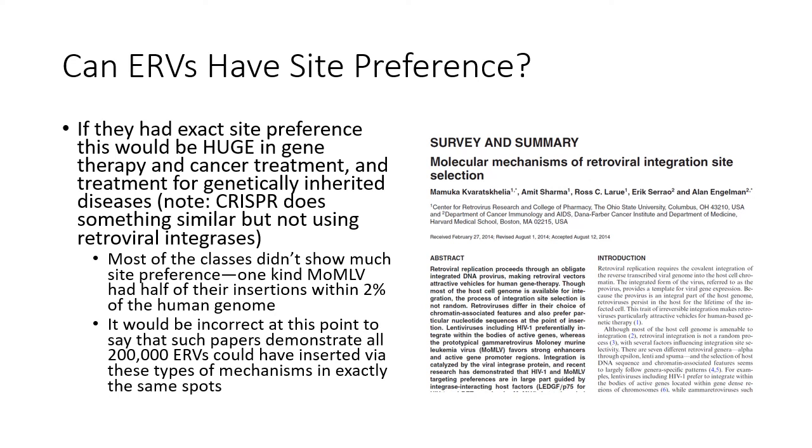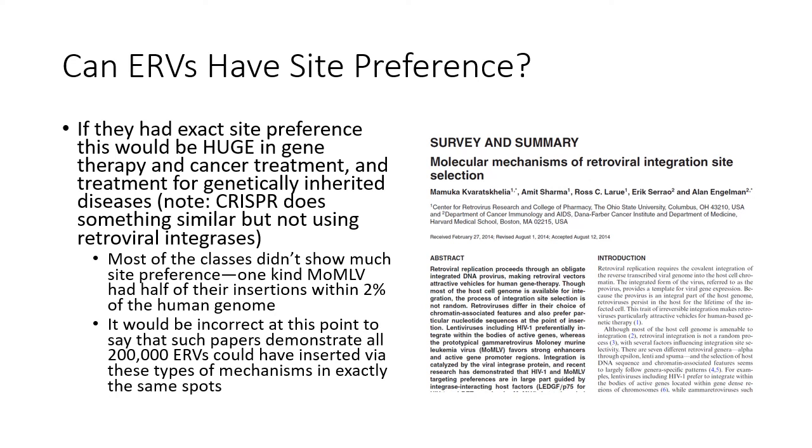Or treatment for other genetically inherited diseases. CRISPR kind of does something similar with a site preference, and that's one of the limitations and challenges to it right now. We'll look at that another time. But the really interesting thing is that most of the classes, when we look at this, this would be huge, but it doesn't actually work that way.